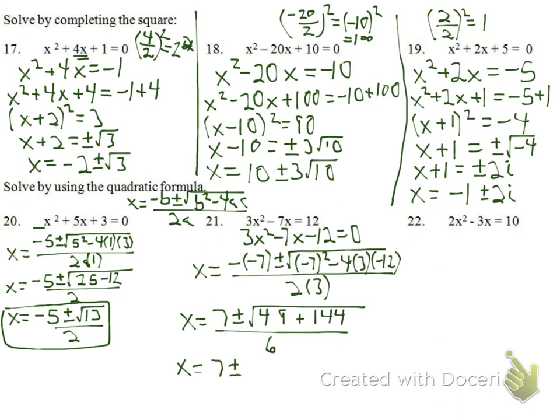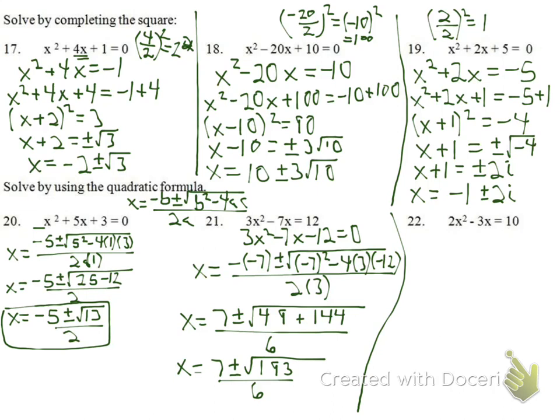Now if we combine 49 and 144, we get 193. And thus we get the answer x equals 7 plus or minus the square root of 193 over 6. If we could simplify that radical anymore, we would, but that's the best we can do.